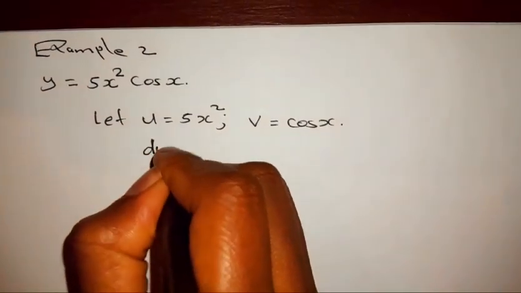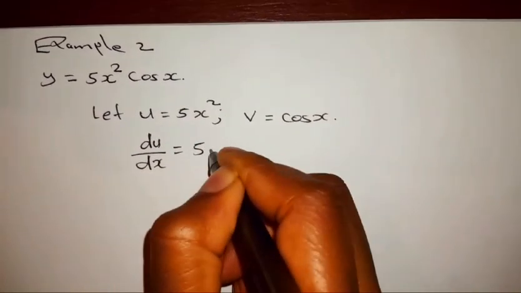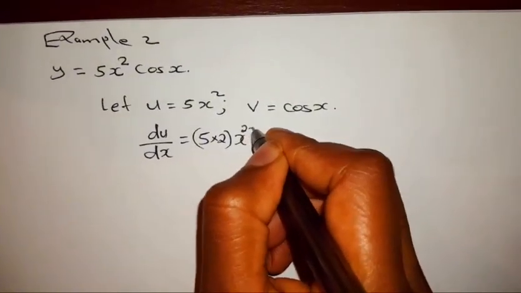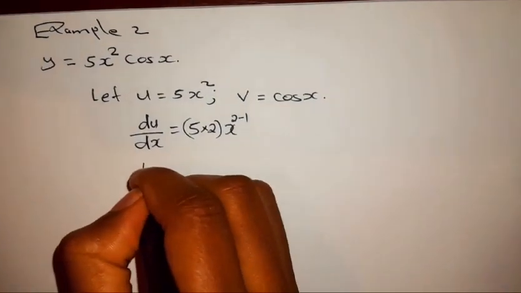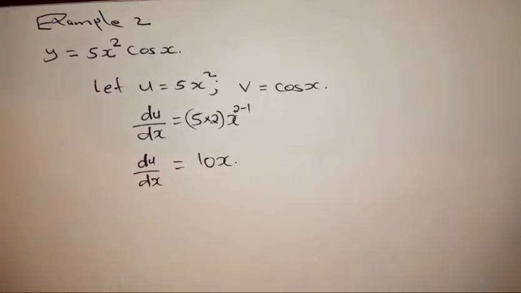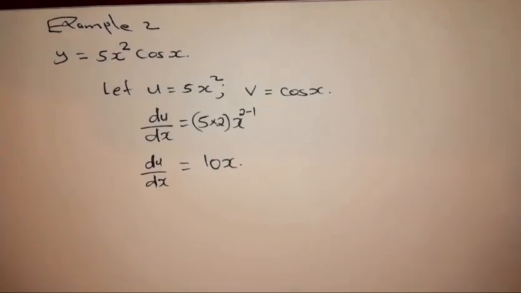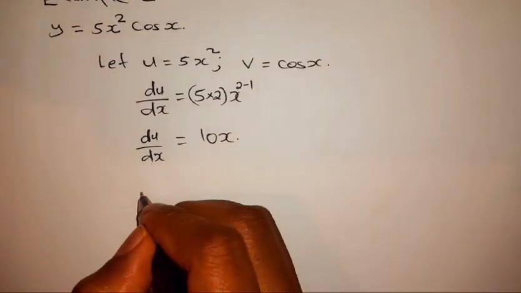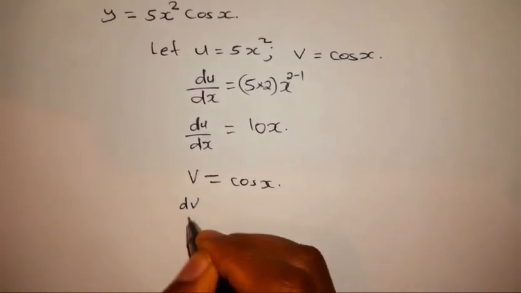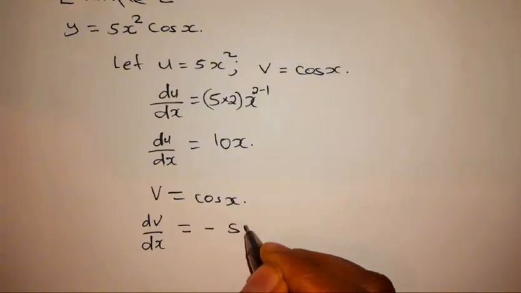Therefore, our du/dx will be 5 multiplied by 2x raised to power 2 minus 1, which is 10x, since 2 minus 1 is 1. For the second one, we have v equals cos x. dv/dx will be negative sine x.